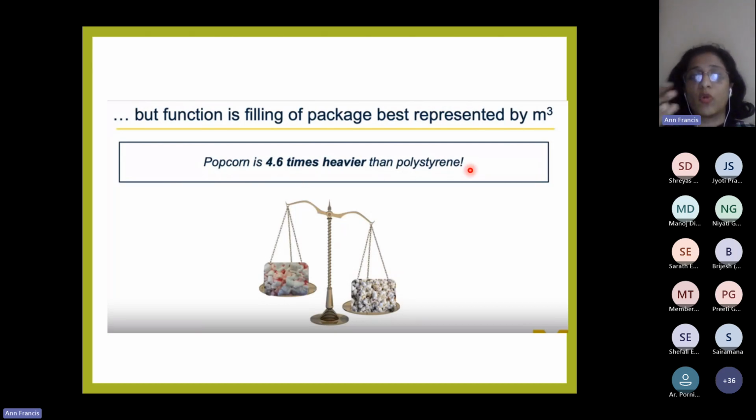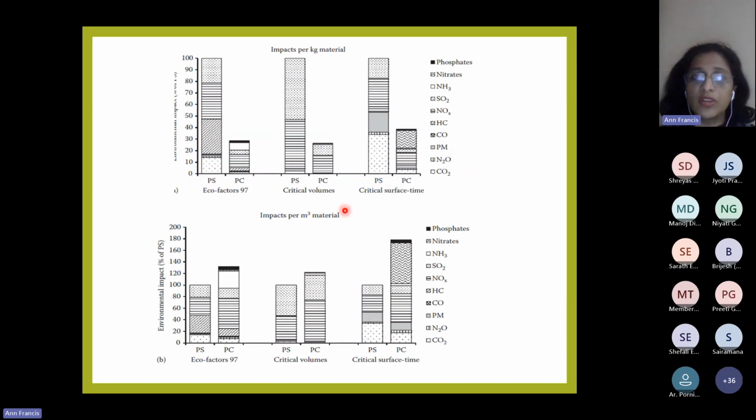Now we are looking at what is the function of this whole thing. We want to package it. So we are looking from a volume perspective. We are not looking from a weight perspective. Here, if you look into this particular diagram, you can actually see the difference. If you are looking at impact on a per kg basis, that is 1 kg of polystyrene packaging material and 1 kg of popcorn, when you compare kg to kg, yes, polystyrene has definitely higher impacts. It is creating a lot of issues. So popcorn is a better alternative here.